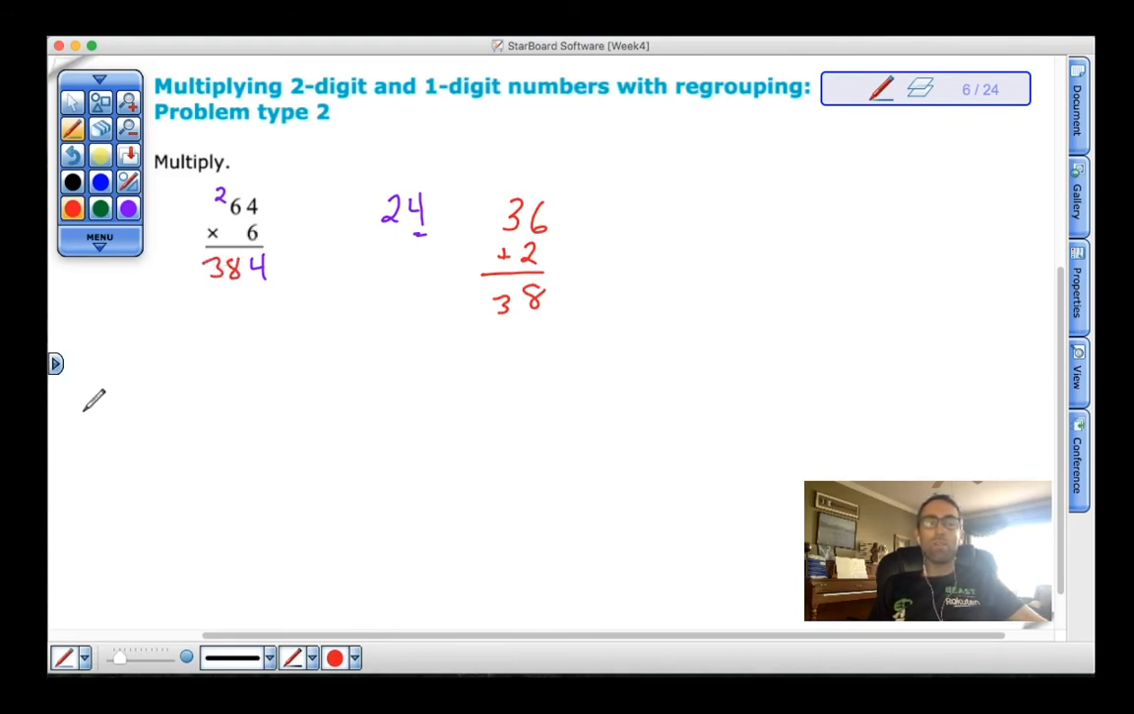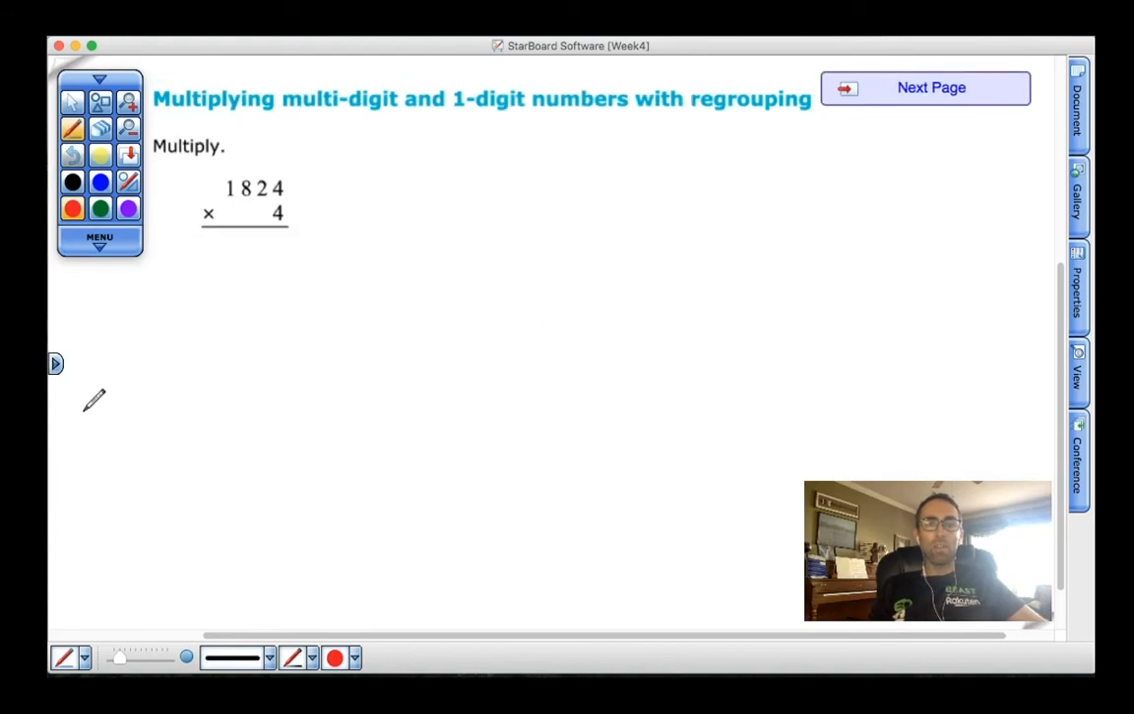so I have 384. All right, and the next type of example we're going to see is we're going to be multiplying by multiple digit numbers. So this is really just we're increasing, adding a few more digits over here. We're still going to be doing everything else we did before.